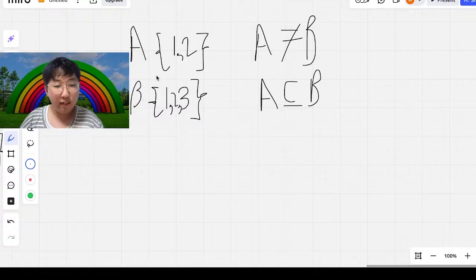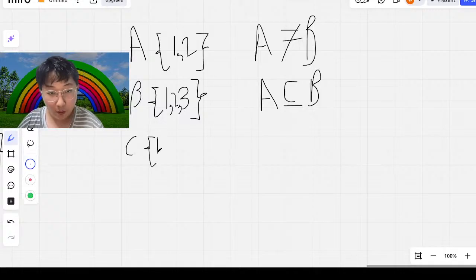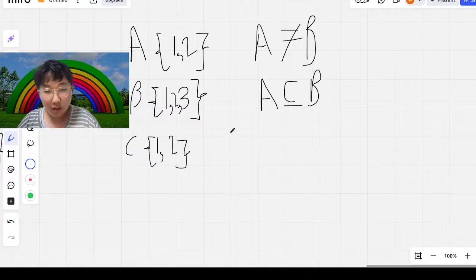Even if we look at C, which we wrote before, but let's take a look at it again. If it was 1 and 2 again, then 1 is definitely in the set C and 2 is also in set C. So we can say that A is a subset of C.